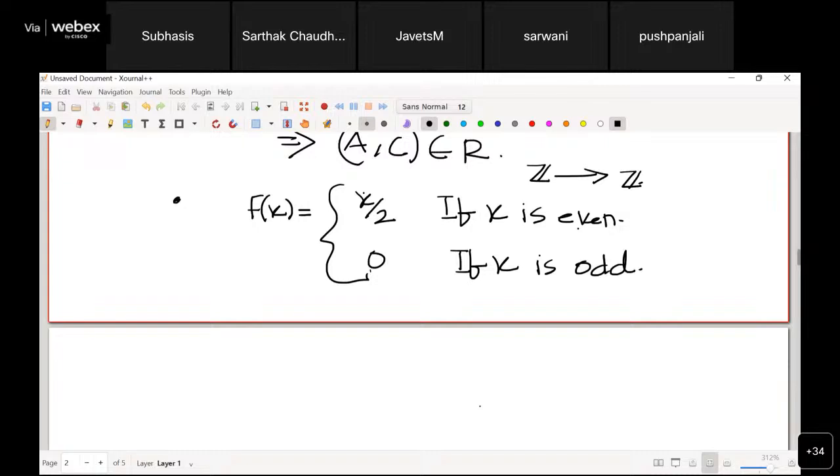One-one? No, no, sir. Why? Because it is given that it is an integer. So if we put -2 or 2 in the equation x by 2, then we get the same. What if you put -2? If you put x equal to -2, then what will you get? Is -2 even or odd? What is -2? Even or odd?